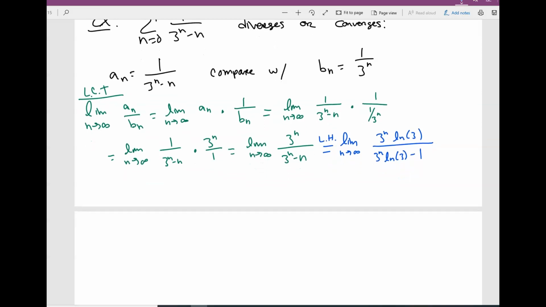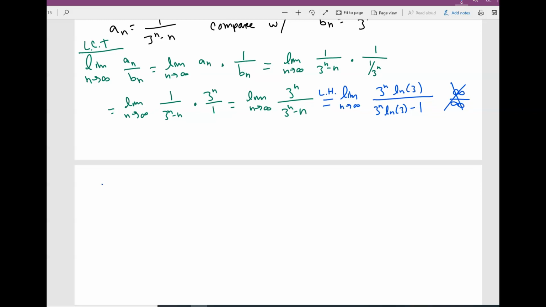Okay, and now we're going to go ahead and plug in infinity. If I plug in infinity on the top, I'm going to get infinity divided by infinity minus 1, which gives me infinity over infinity, which is an indeterminate form. So this is not what we want. So we're going to do L'Hopital's rule again. The top part is going to be 3 to the n ln of 3, and then we have an extra ln of 3, divided by the bottom part, which is still going to be 3 to the n ln of 3 times another ln of 3. And then the derivative of minus 1 is going to be minus 0.